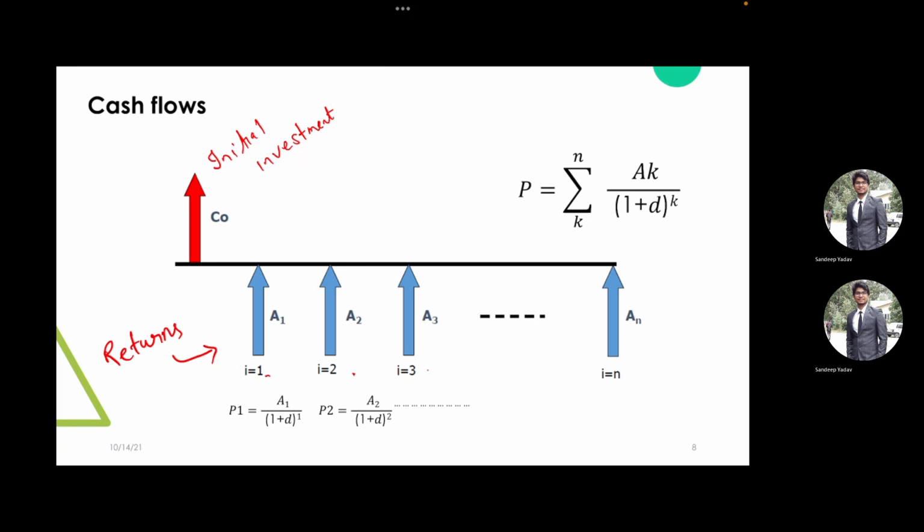So each year's return we can calculate. For year 1, P1 will be A1, the return value, upon 1 plus D to the power 1. P2 we can calculate as A2 divided by 1 plus D to the power 2. Similarly, for year n, we can calculate from this formula: summation of Ak, that is the kth year in the subscript, upon 1 plus D to the power k. In that way, we can calculate our returns in the kth year.